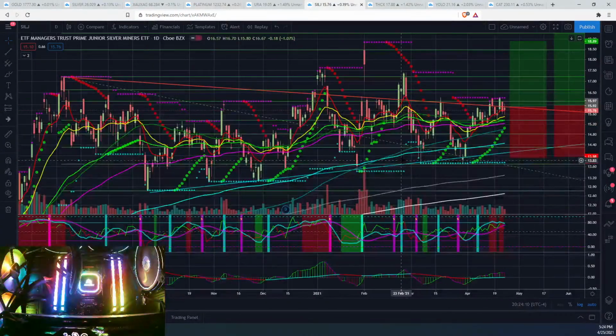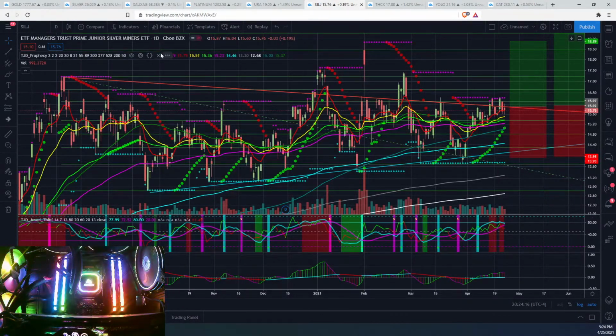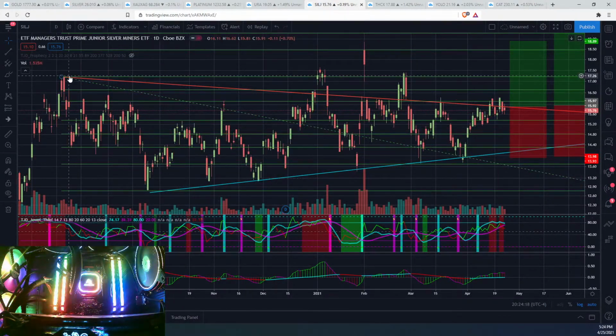SILJ, this is the silver junior miners. We spoke about this specifically and what I was really paying attention to, and I didn't like the overall look of this because we got basically a confirmed breakout right here that failed, a very clear breakout right here that failed, and it looked like we were trying to break out again. And, based on previous experience in this triangle, more than likely it's going to fail.